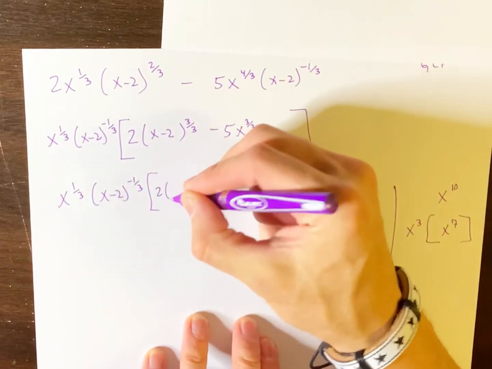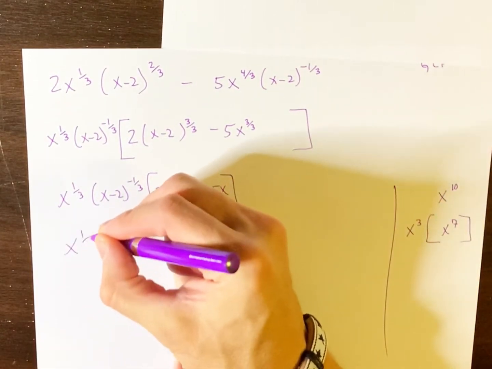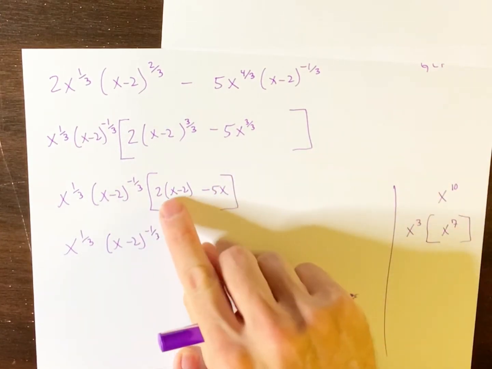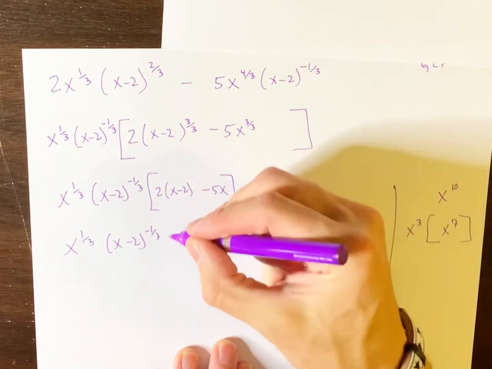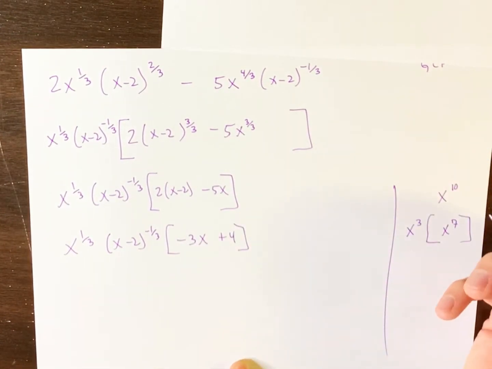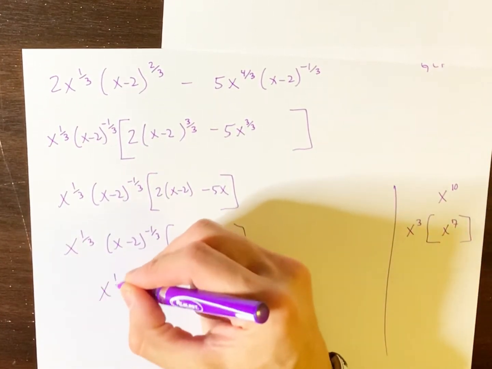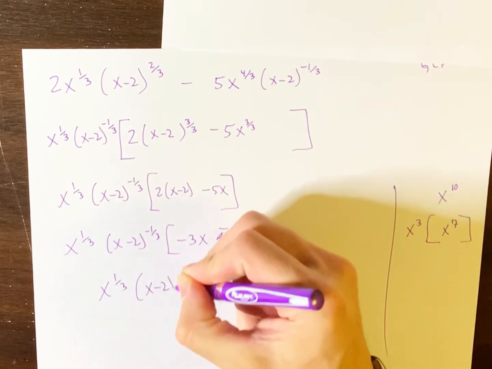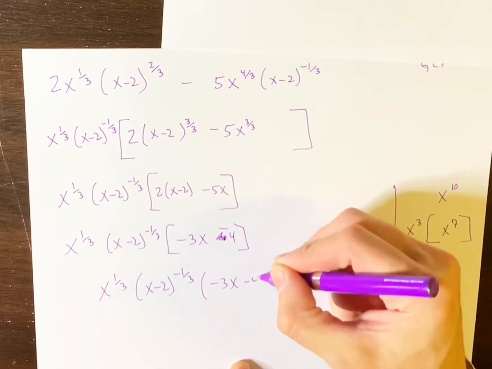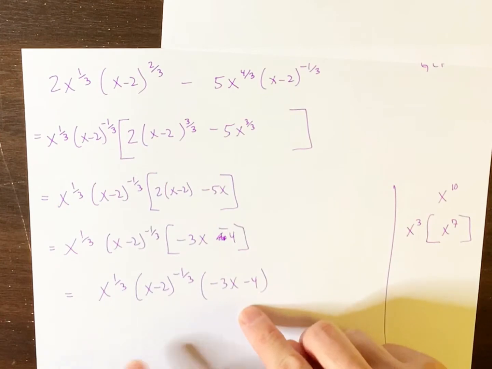So really, it's 2 times x minus 2 minus 5x. So we have the cubic root of x, and then we have this piece here. And let's see, that's 2x minus 5x. That's negative 3x plus 4 and minus 4. And that looks to be it, right? X to the 1/3, x minus 2 to the negative 1/3. And then you can just use these as parentheses instead of brackets. The brackets are a bit dramatic, but I like them. So that looks to be the case.